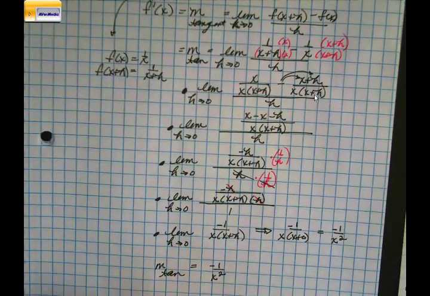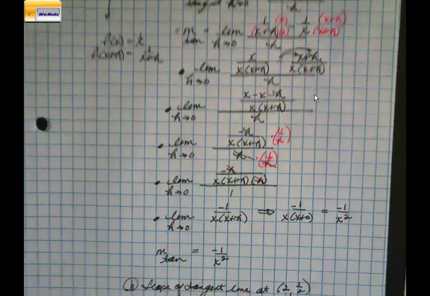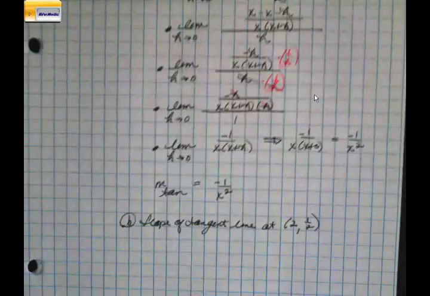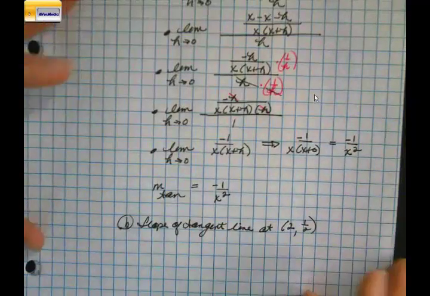So at this point, if they were to continue to ask me another question, they could say, so now that you have this expression, what is the slope of the tangent line at the point, say, 2, 1/2? Let me get a little higher. What is the slope of the tangent line to the curve at the point 2, 1/2?